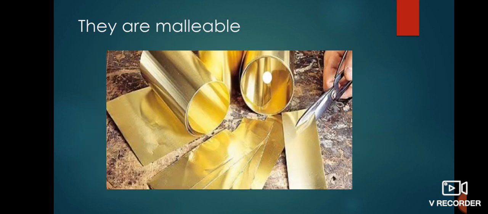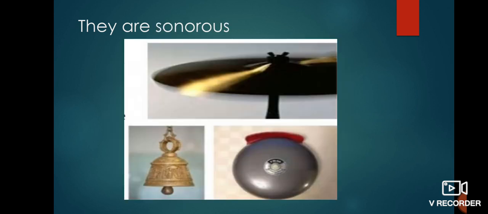The next physical property of metal is that they are malleable. Malleable means metals can be beaten into thin sheets. Look at this figure. Here, golden metal is beaten into thin sheets. Generally, metals are malleable. The next physical property of metal is that they are sonorous. Sonorous means they produce a ringing sound when hit. This property allows them to be used for making bells.